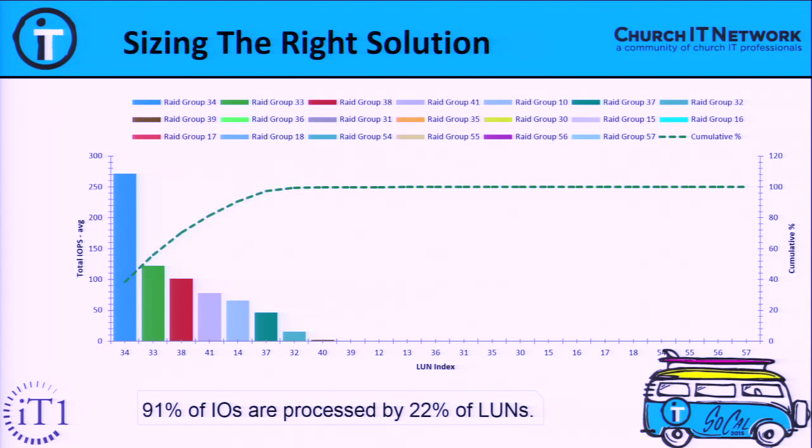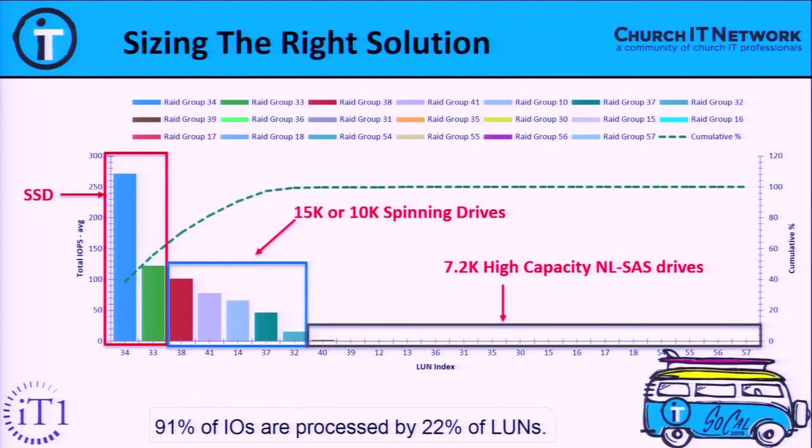And from a SKU perspective, you're looking to see how busy your system is. For example, this particular customer: 91% of all their IOs, so the performance that he needs, is being driven by only 22% of the total footprint that he has. This is a perfect example where we want to put that data on SSD drives. And then 15K, 10K drives, nothing wrong with them, there's a landing spot for it.